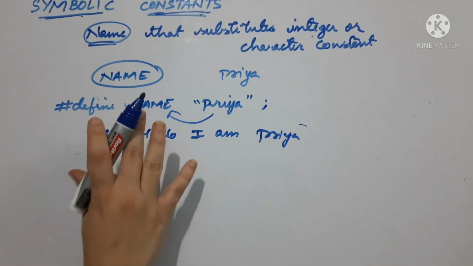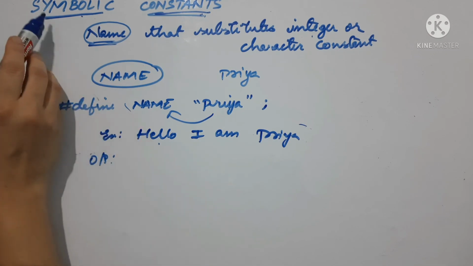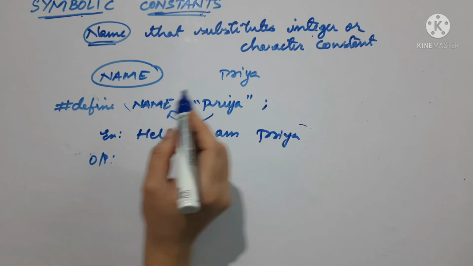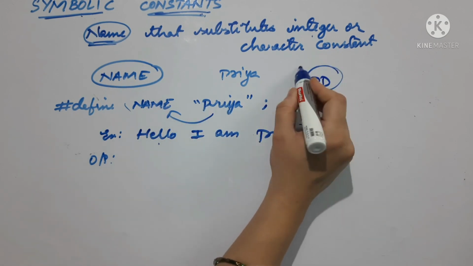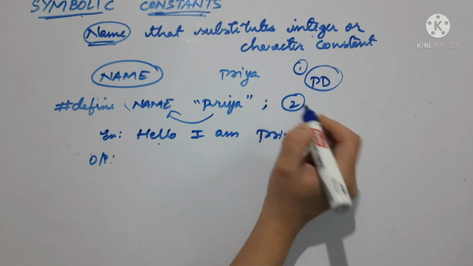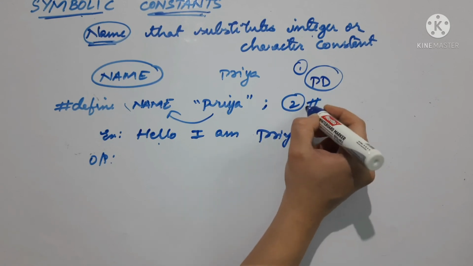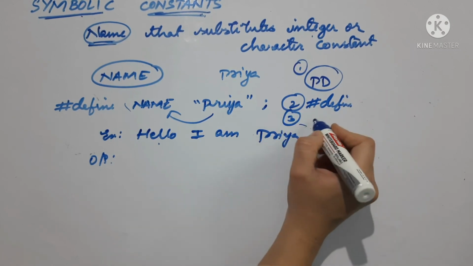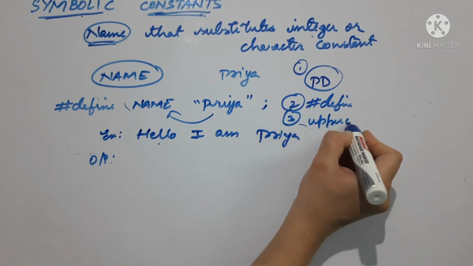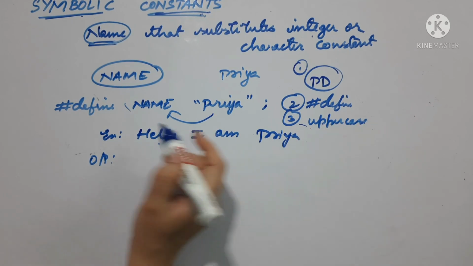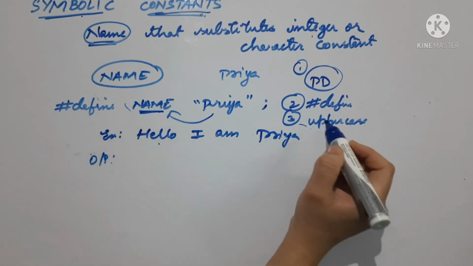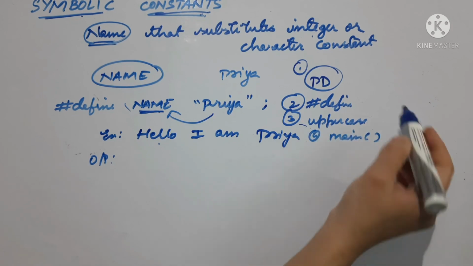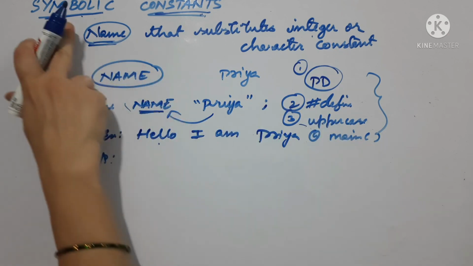That time again I will explain it to you, but just try to remember the meaning of symbolic constant. First important point is they are written in a preprocessor directive. Second important point is we always write it with the hash define. Third important point, usually they are written in uppercase, because it is a good programming practice. See, I have written in uppercase. And the fourth important point, always it comes before the main function. So these are the four important points with respect to symbolic constant.